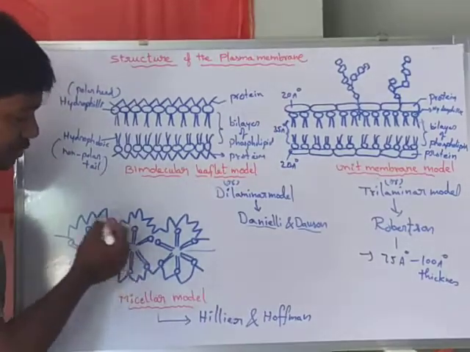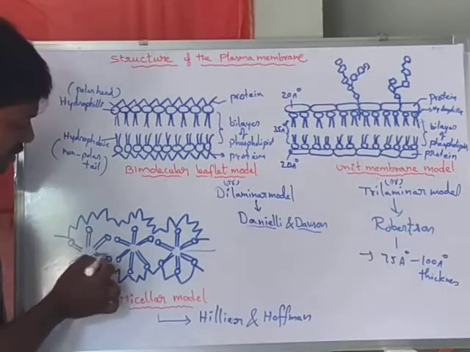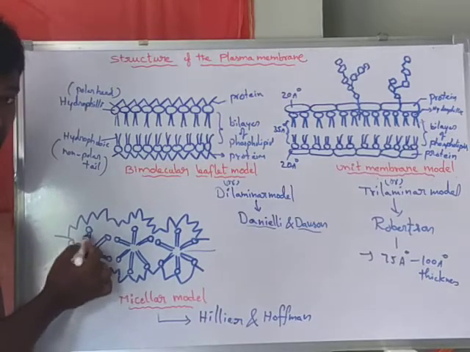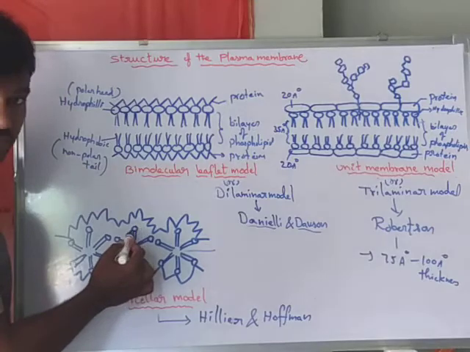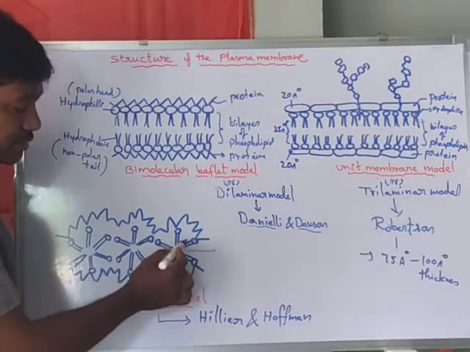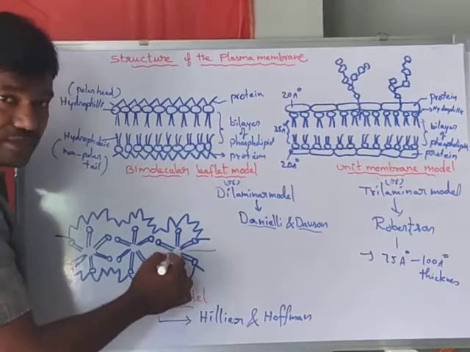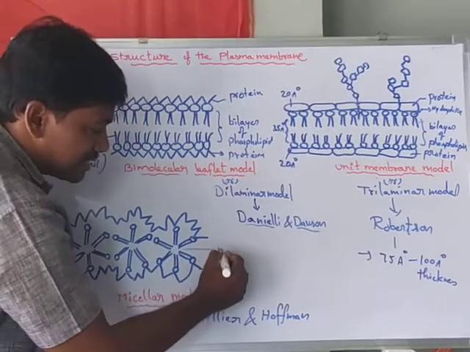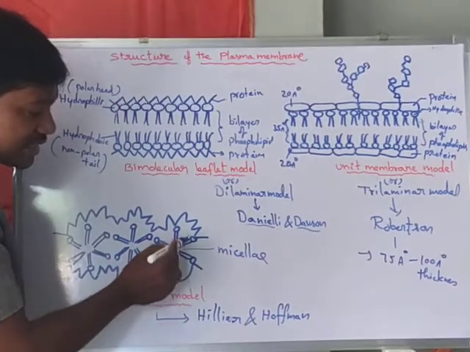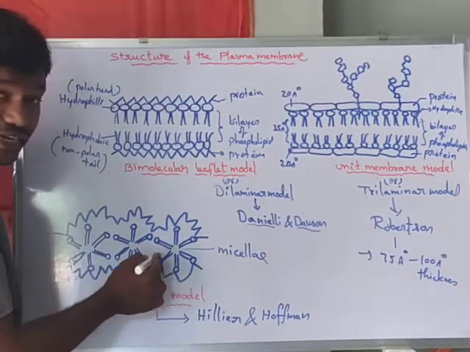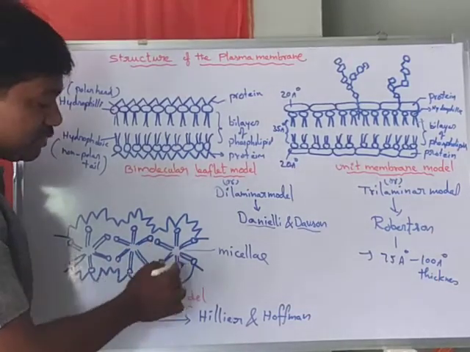Here we see the micellar model, with globular subunit-like structures of phospholipids. This one is one of the globular subunits of phospholipid. These globular subunits are called micellae. Each micella contains 6 to 8 phospholipids.